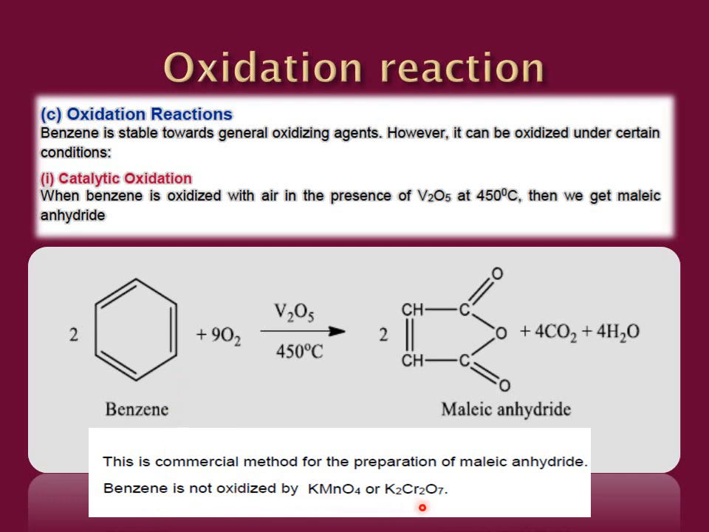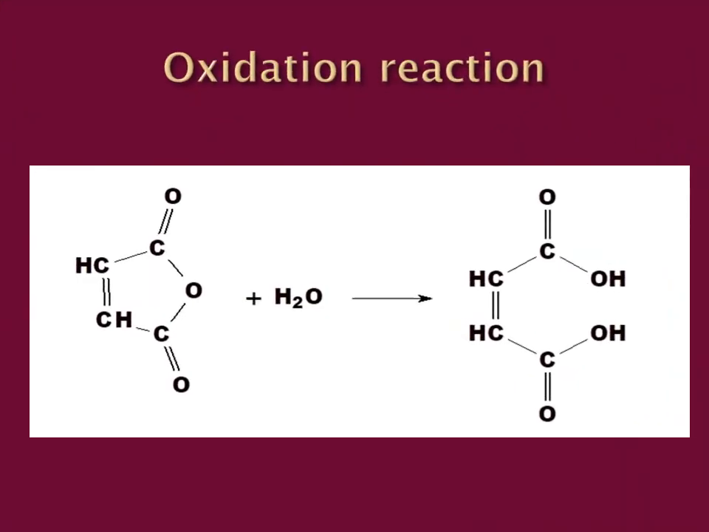The maleic anhydride that is produced by oxidation of benzene, upon hydrolysis, gives maleic acid. As you can see, this anhydride functional group is converted into carboxylic group. So this is maleic anhydride. Upon hydrolysis, it gives maleic acid.